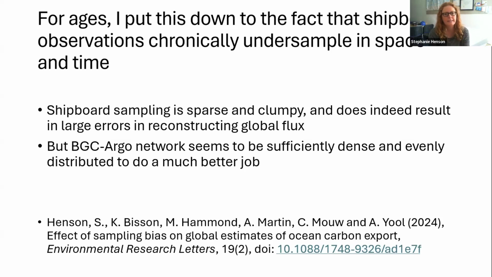And because of those characteristics, in this paper here, we found that clumpiness, that sparseness does result in large errors in reconstructing global flux estimates. But we also tested the ability of the BGC Argo network to reconstruct those fields. And the BGC Argo does seem to be sufficiently dense and more evenly distributed, and it does a much better job than sparse shipboard sampling. So that motivated me to go back and look again at whether we could start using BGC Argo data rather than shipboard observations to answer some of the questions that have been raised.